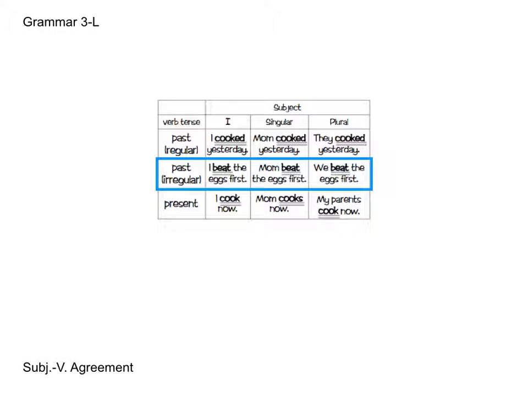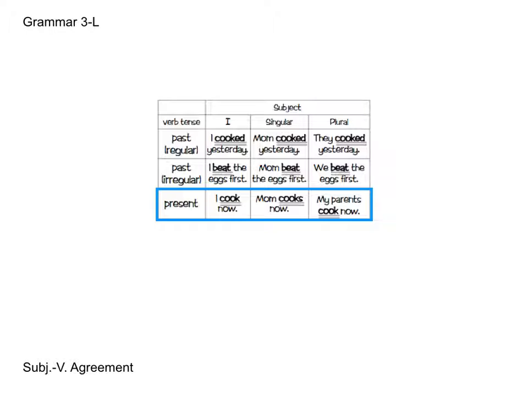And lastly, we have present tense, which is where it gets a little tricky. Here we can see that for I, you just use the word I cook as your conjugation. And then when you have a singular subject like mom, you add an S to the end of the verb so that you have the correct subject-verb agreement, which makes mom cooks. And then for a plural subject, you do not add the S. You simply keep it in its original form. In this instance, it would be my parents cook.